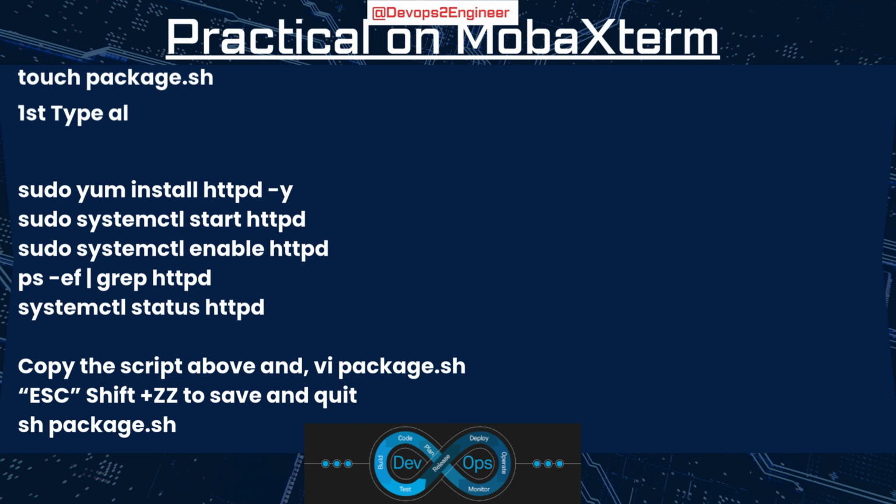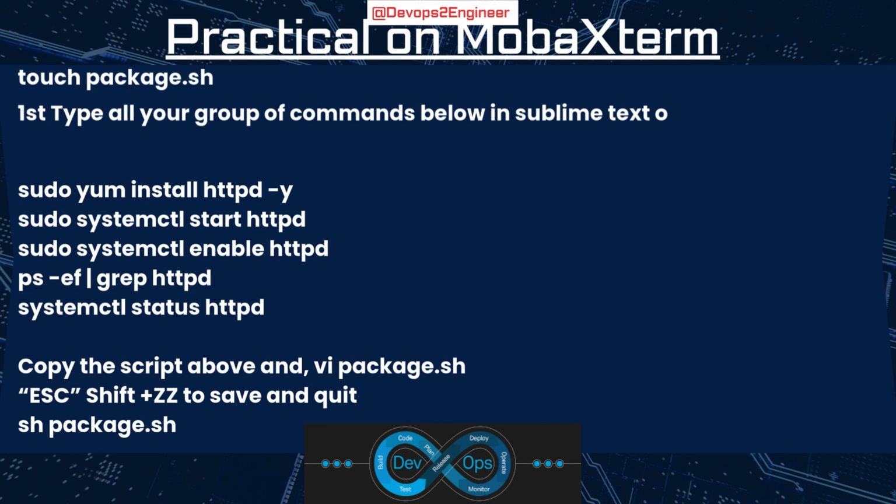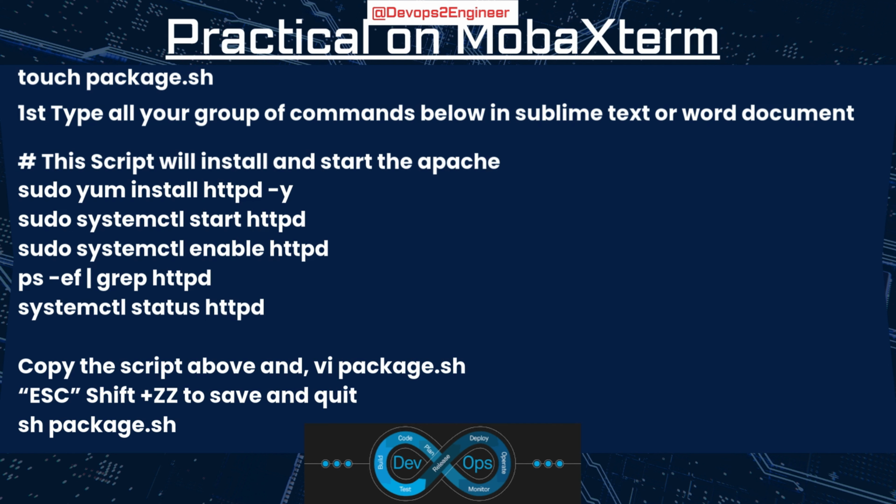On MobaXterm, what you're first going to do is type all this group of commands below in Sublime Text or a Word document. Sudo yum install httpd -y, sudo systemctl start httpd, sudo systemctl enable httpd.